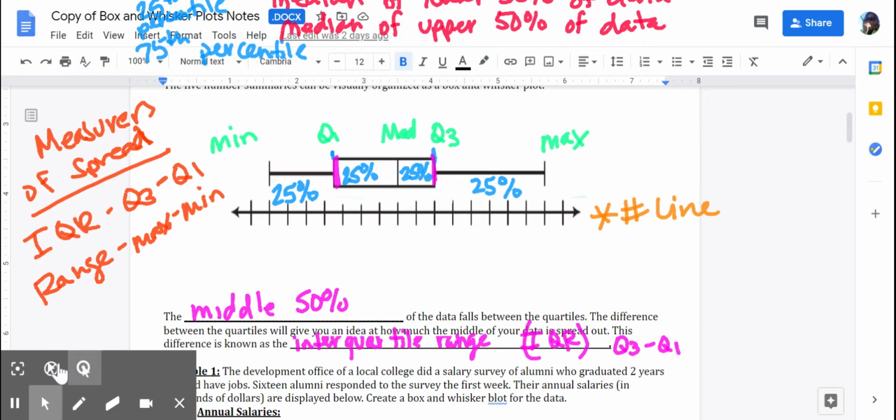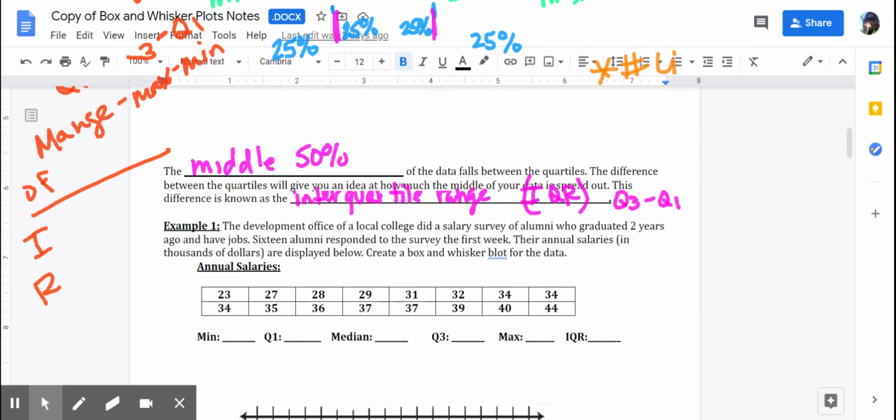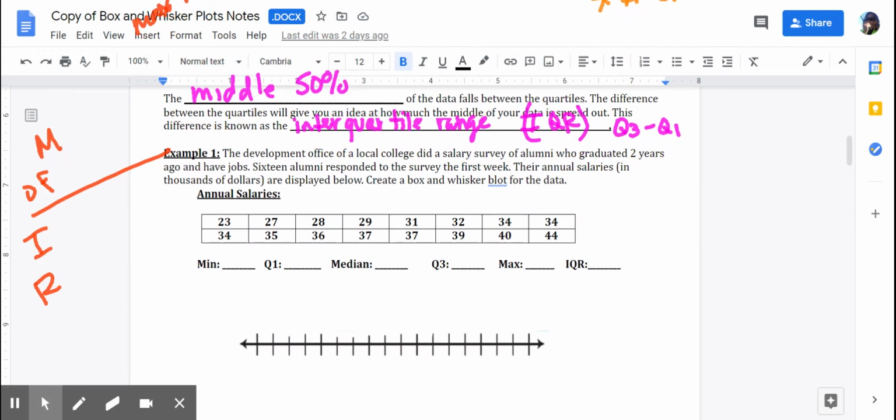So let's look at an example. Here we have example 1. The development office of a local college did a salary survey of alumni who graduated 2 years ago and have jobs. 16 alumni responded to the survey the first week. Their annual salaries in thousands of dollars are displayed below. We're going to create a box and whisker plot for the data below.